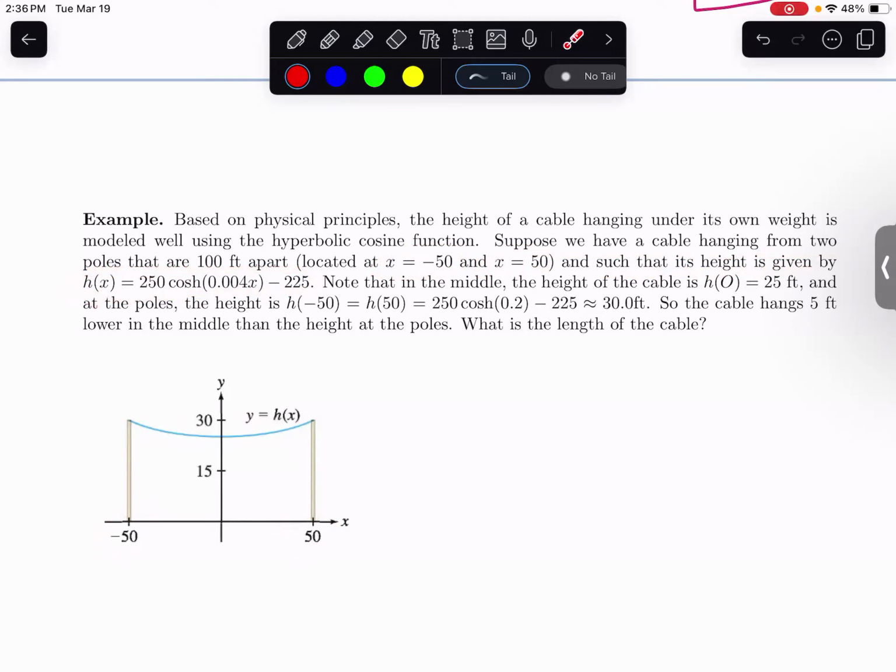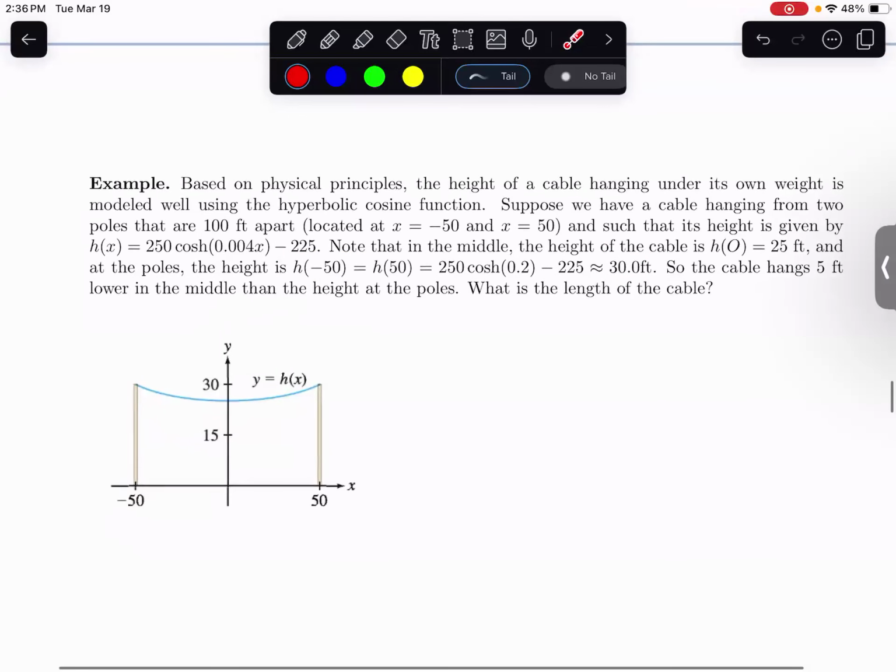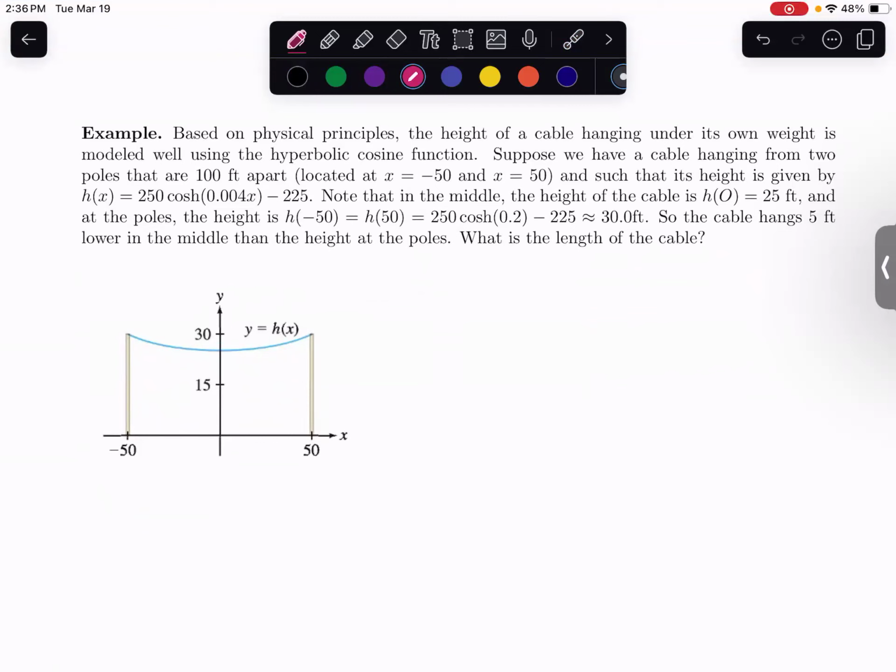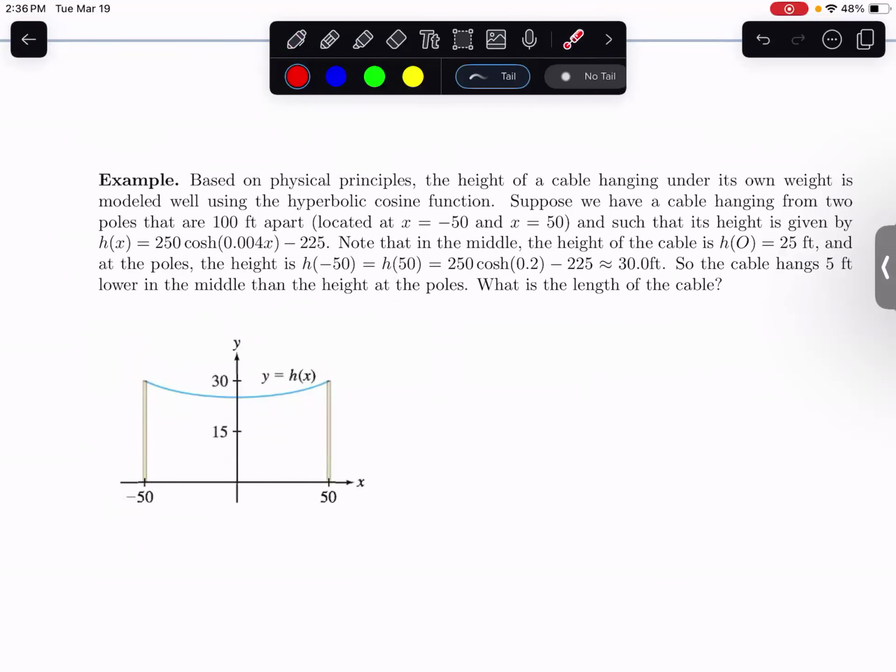It says, note in the middle, the height of the cable is 25 feet, and at the poles, the height is given by h of minus 50 is equal to h of 50, which is equal to 30 feet, which I don't think is actually relevant for this problem at all. So the cable hangs 5 feet lower in the middle than the height at the poles. Cool. What matters is we have this function h of x, and we know what the beginning and the end of the interval are going to be.